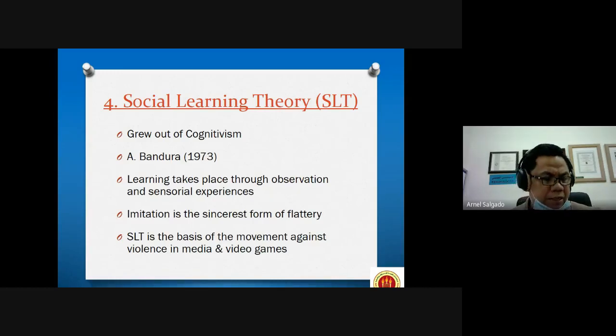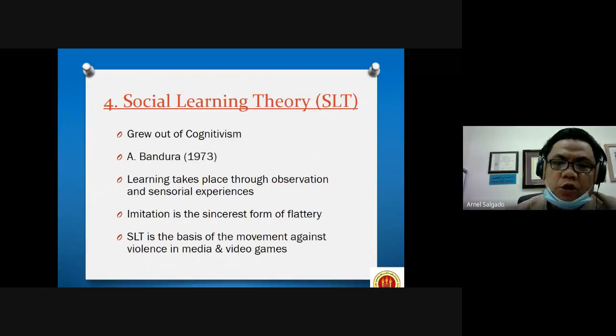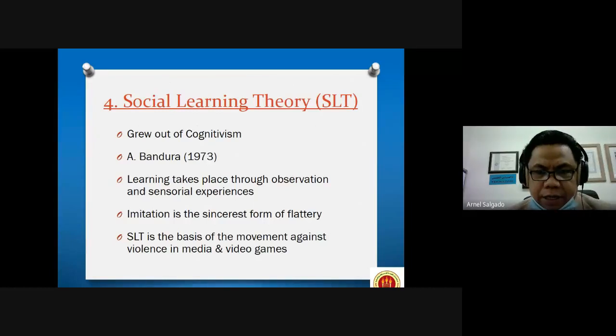The leading psychologist and educationist in this regard is Albert Bandura. The SLT was formulated in 1973. According to Albert Bandura, learning takes place through observation and sensorial experiences. Now, the basic emphasis here is more on experiential learning. Students will learn to observe, and at the same time, students will acquire knowledge by mere observation.